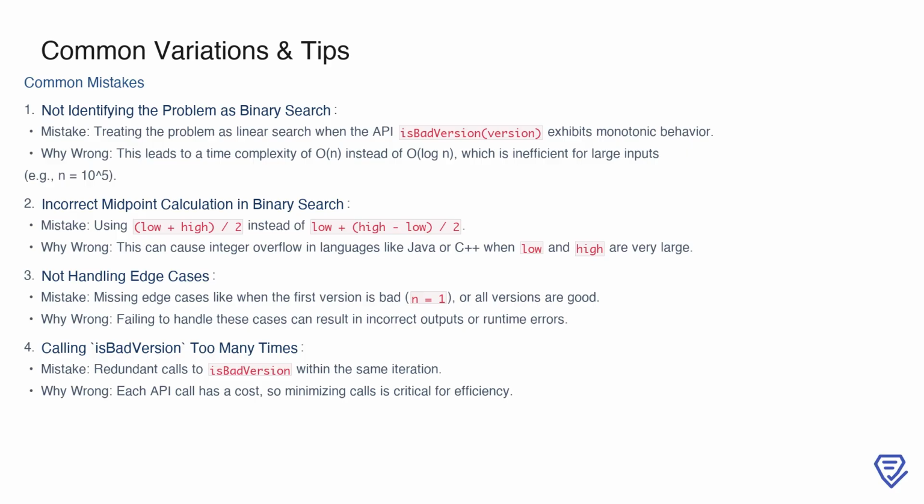Additionally, you need to handle edge cases carefully. Examples include when the first version is bad, when there are no bad versions at all, or when the input size is very small, like n equals 1 or n equals 2. Overlooking these details can lead to incorrect results or runtime errors. Lastly, avoid calling isBadVersion unnecessarily within the same iteration. Each API call has a computational cost, so minimizing the number of calls is key to maintaining efficiency.